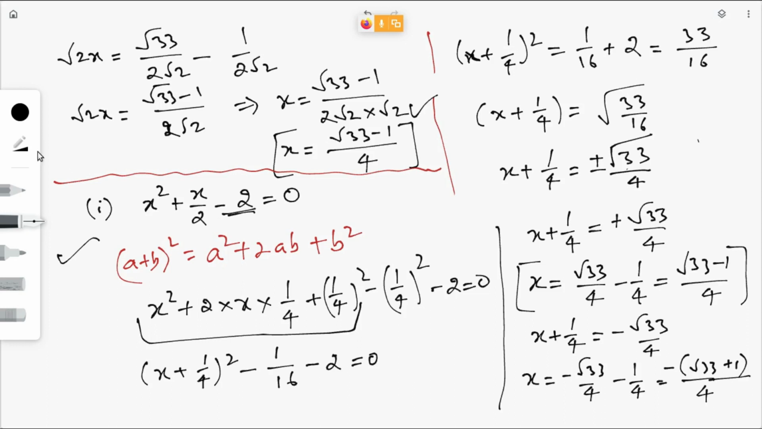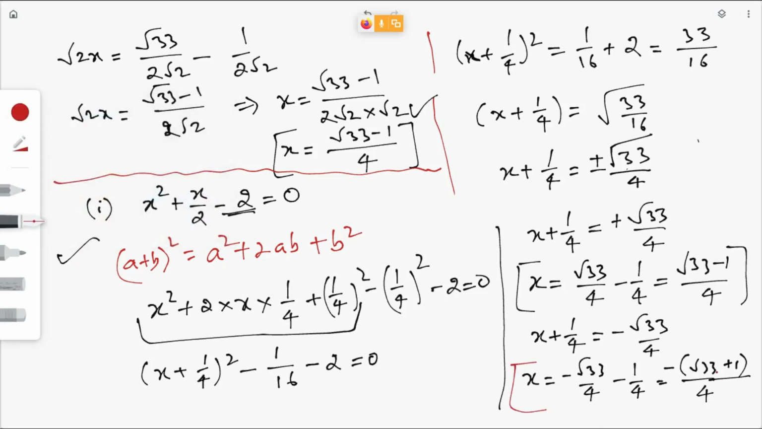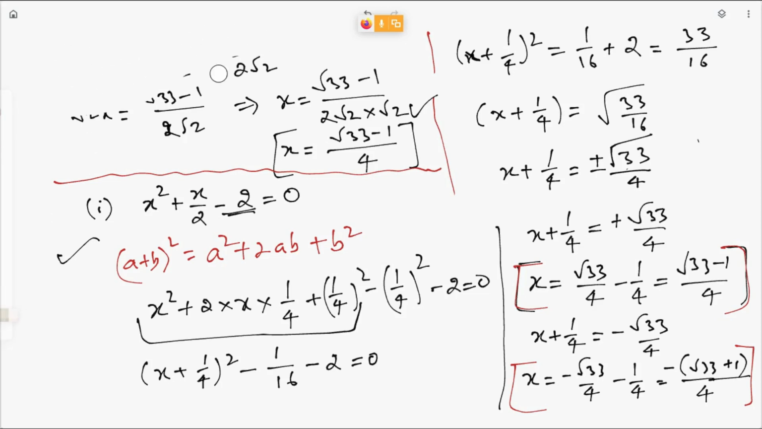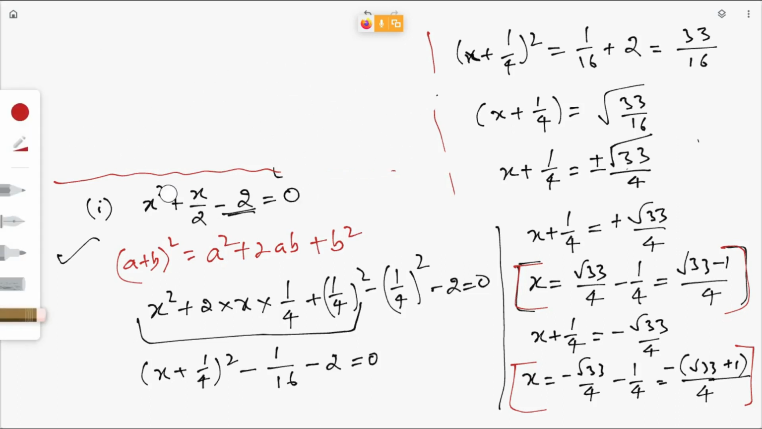Copy this one. Okay, don't take this method. Okay, this is a bit confusing. Okay, better go with this, taking 2 in the denominator.